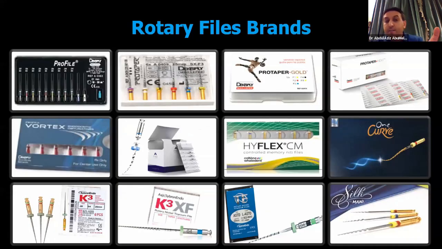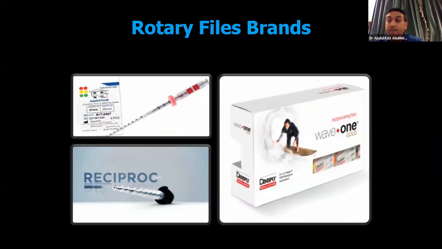Many brands in the market. From this slide, all of them, from group one and two. Only two can fall in group one, which is the profile and the K3. The K3 except it goes to the group two. All of the remaining goes to the group two, which is active cutting, and it's active file. These will fall in the group three: wave one gold and reciprocal and TF adapter.